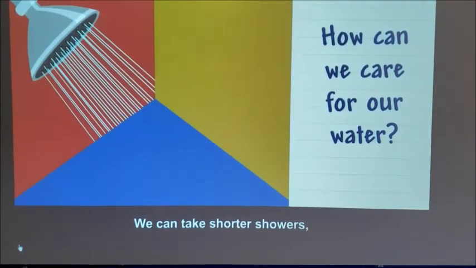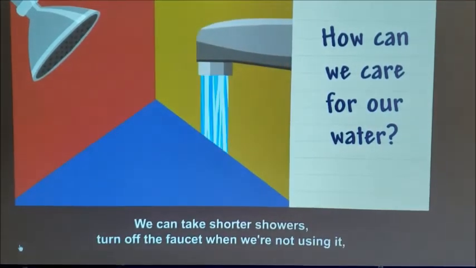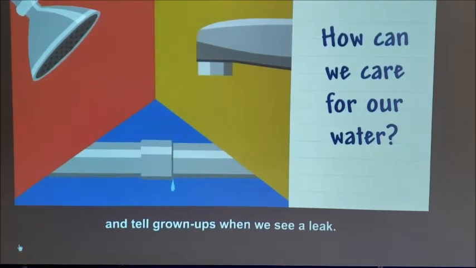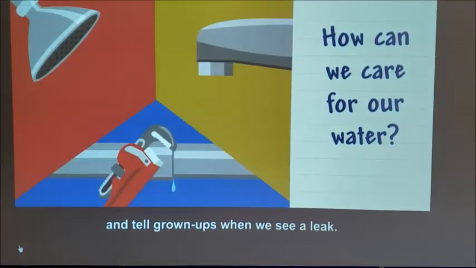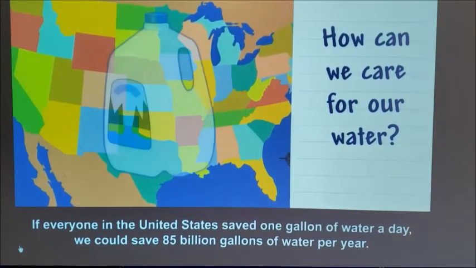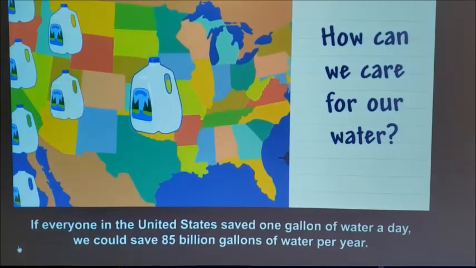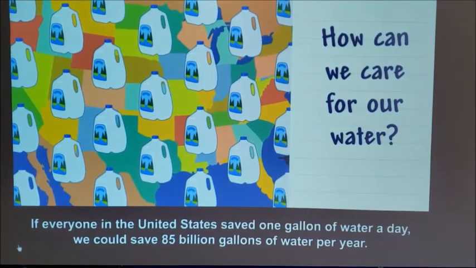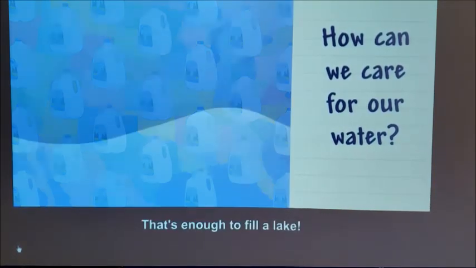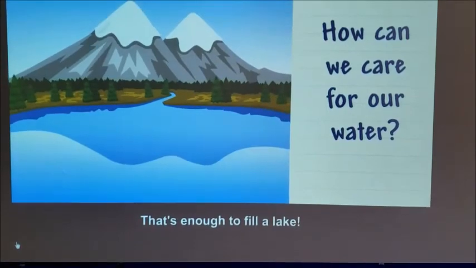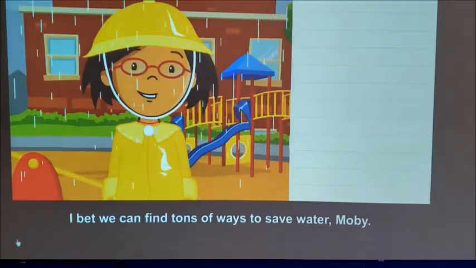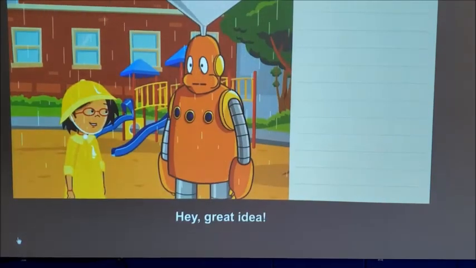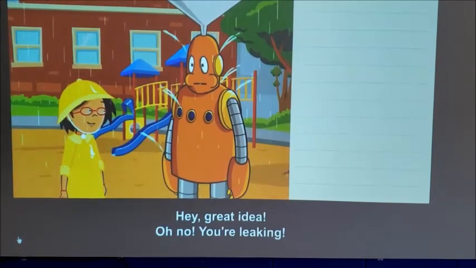We can take shorter showers, turn off the faucet when we're not using it, and tell grown-ups when we see a leak. If everyone in the United States saved 1 gallon of water a day, we could save 85 billion gallons of water per year. That's enough to fill a lake. I bet we can find tons of ways to save water, Moby. Hey, great idea. Oh no, you're leaking.